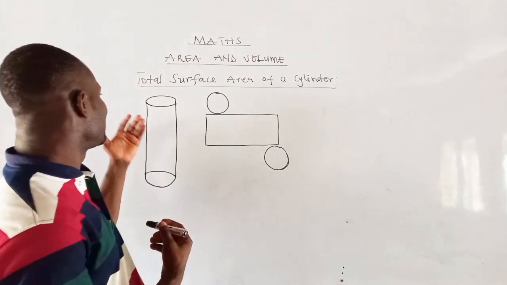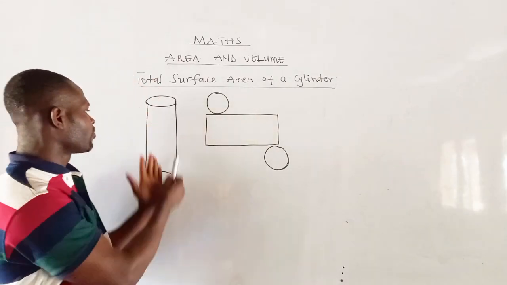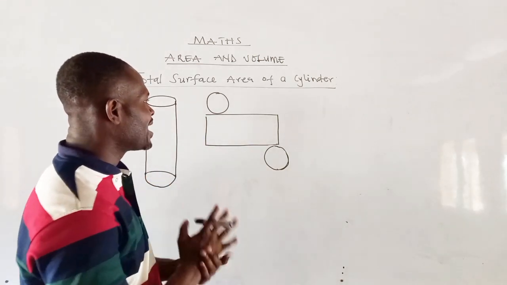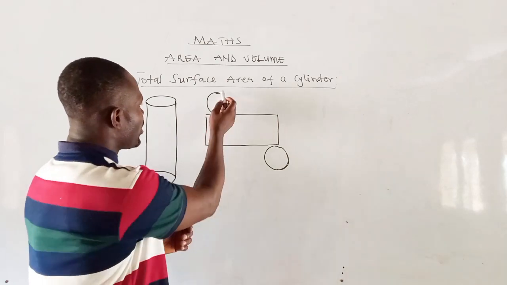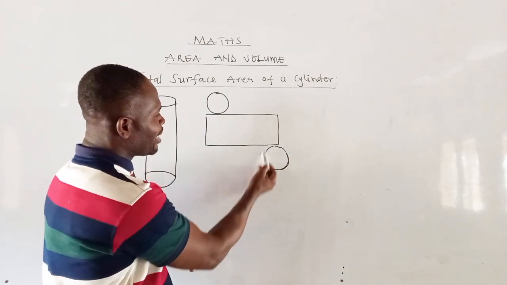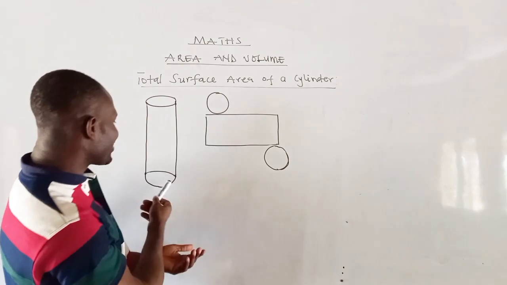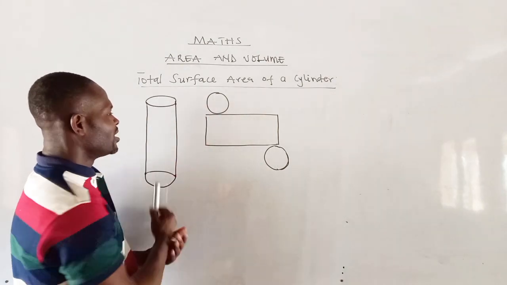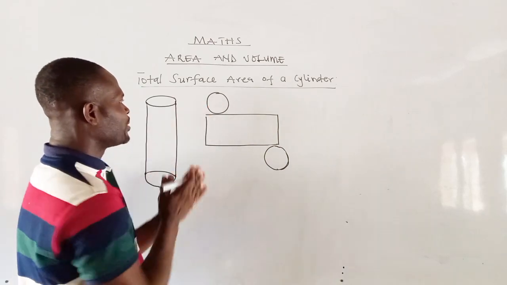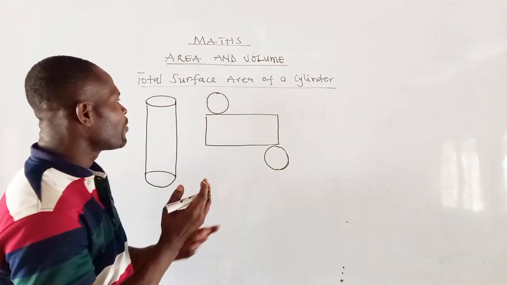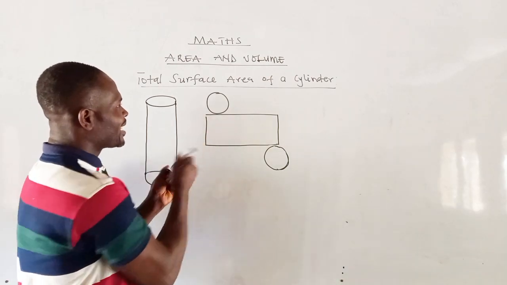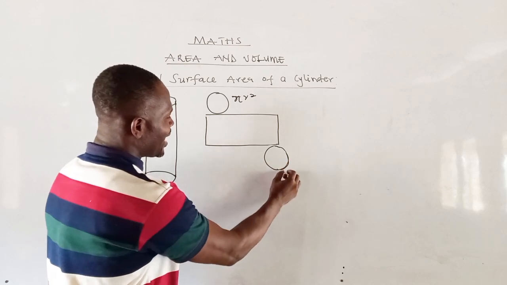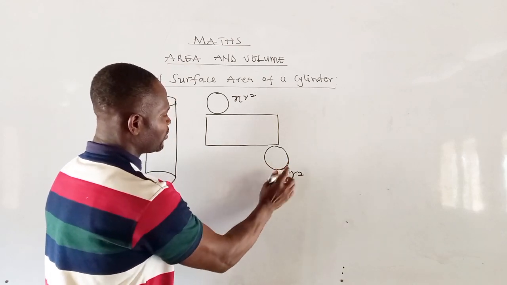Now looking at this, this is the cylinder, and this is the net of the cylinder. When you look at the net of the cylinder, you realize that we have a circular object here and a circular object at this end. The circular object is a circle. And how do we find the area of the circle? The area of the circle is pi radius square, and this one will also be pi radius square.